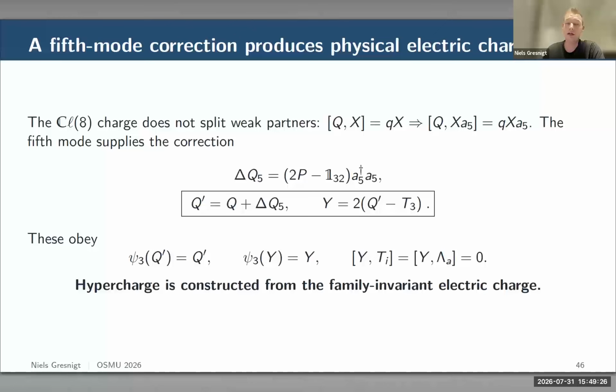So that means we need to make a correction to it, which we can do here. And so that's delta Q5. And that gives a correction to the electric charge. And this correction is invariant under S3. And so I have this updated electric charge generator now Q prime, which is invariant under S3. And I also here then include the hypercharge, which is also invariant under S3.